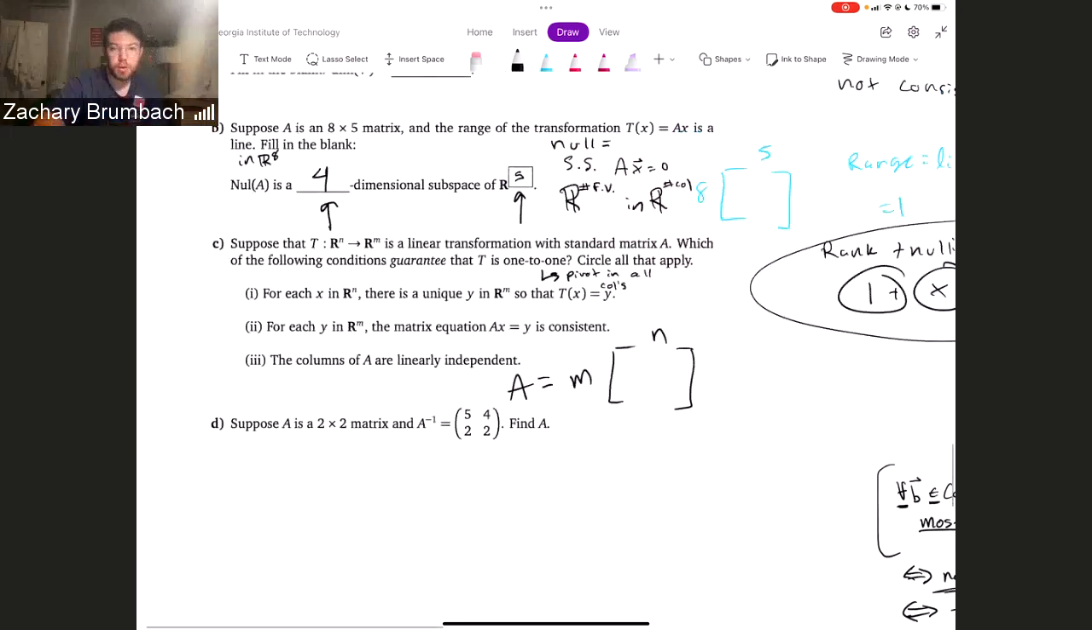So for this question, it asks, for each x, there is a unique y such that Tx equals y. This one is a little tricky because of the single qualification. It says for each x there is a unique y so that Tx equals y, so we're trying to get to all y's is what this is saying, I believe. But we don't get to all y's. There is a unique y such that.